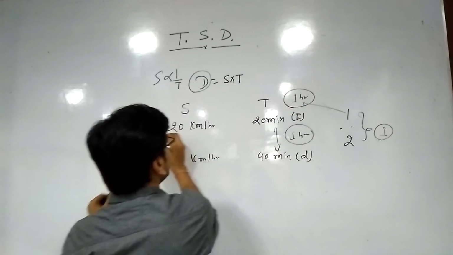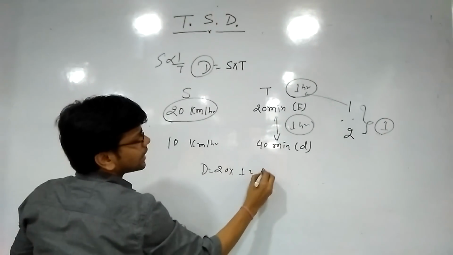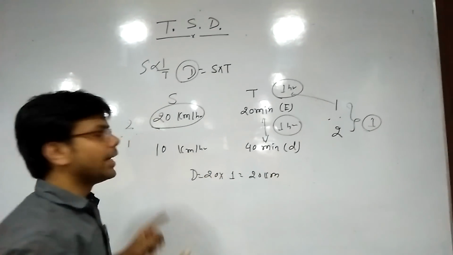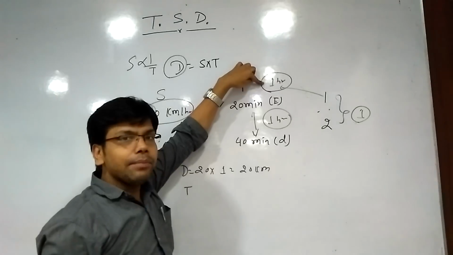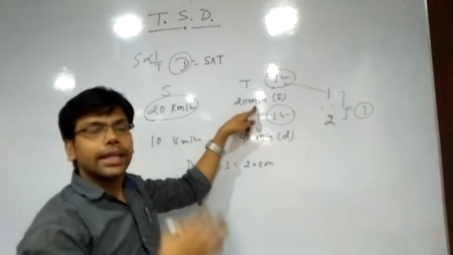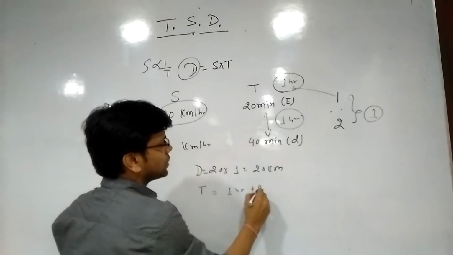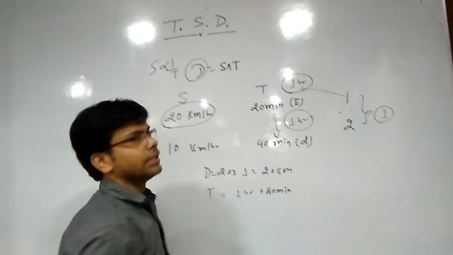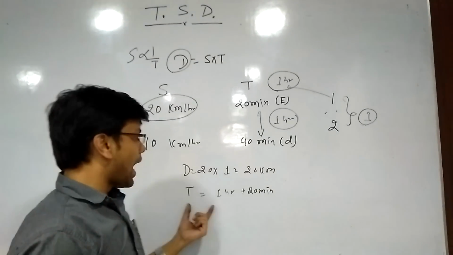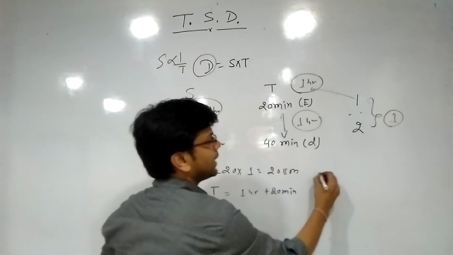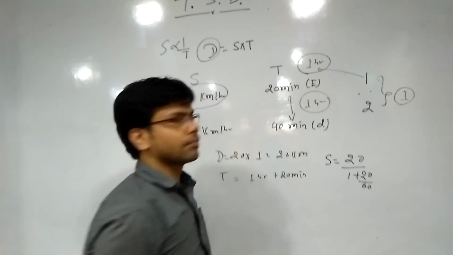1 hour is the time with a speed of 20. Distance is equal to speed into time, 20 into 1, that is 20 km. This is our answer if you find the distance. What is the actual time? Our time is 1 hour and we are 20 minutes earlier. You take 1 hour and you reach 20 minutes early. Then actual time is 1 hour plus 20 minutes. So our actual time is 1 hour 20 minutes. I hope it is clear. Your distance is 20 km, actual time is 1 hour 20 minutes, so you can find the speed, which is nothing but 20 upon 1 plus 20 by 60, and get the value.